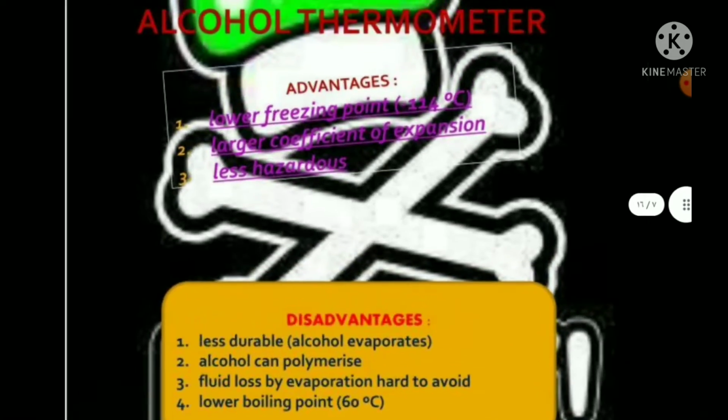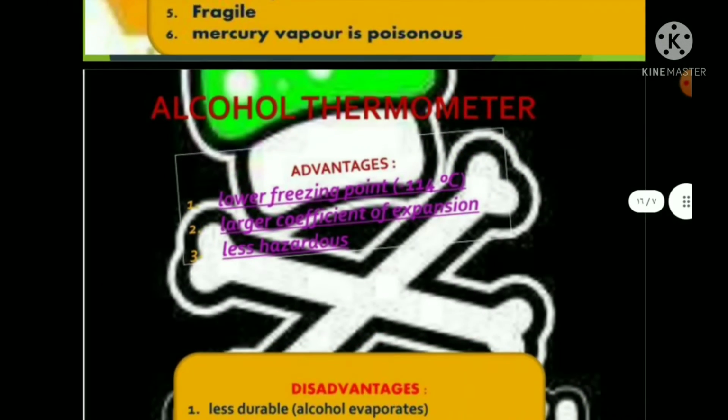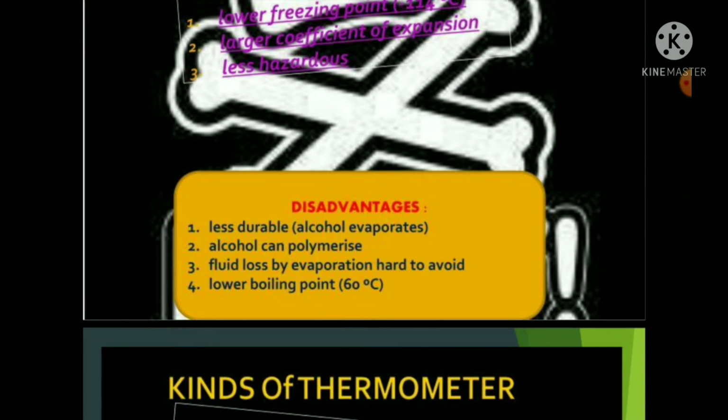If you can see this word here, this is hazardous. Disadvantages of alcohol: less durable, alcohol evaporates, alcohol can polymerize. Three, fluid loss by evaporation, hard to avoid. Four, lower boiling point at 60 Celsius.